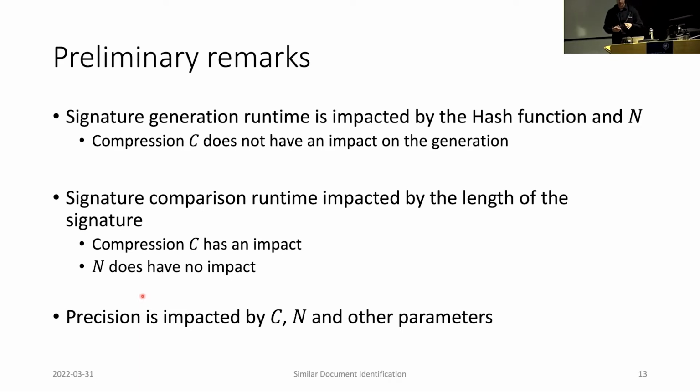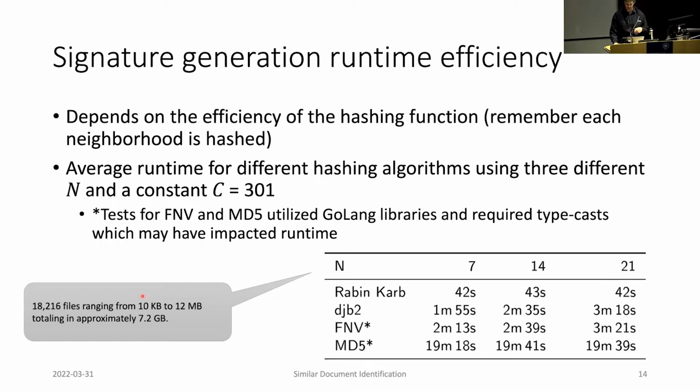There are some other parameters that I'm not even going to mention here. We did some testing, and this is all based on the Golang implementation. What we did here was just play around a little bit to see the impact, and we used a constant C and then various neighborhoods. For Rabin-Karp, it doesn't matter so much. For other algorithms here, it's a little bit more significant. So after seeing this, we decided we're going to stick to Rabin-Karp.